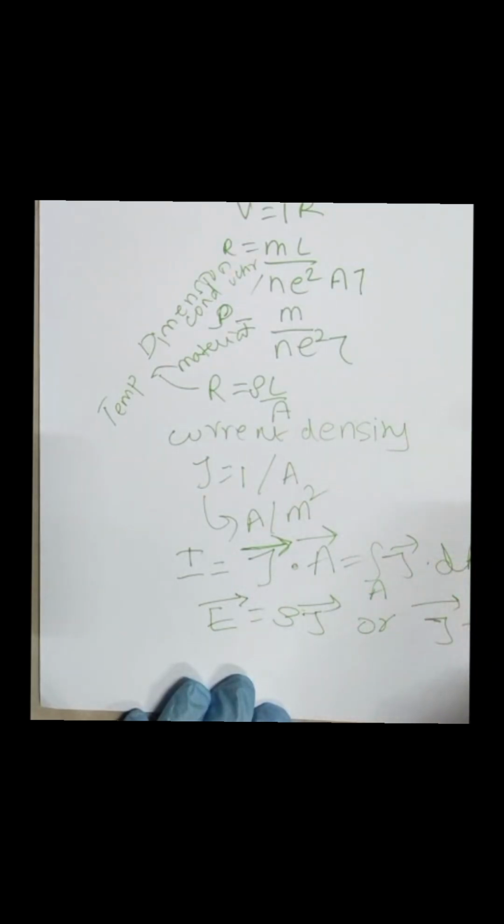Now this one is known as the conductivity. Conductivity equals 1 by resistivity. So these are some important formulas. Direct questions can be solved using these. R equals rho L by A.